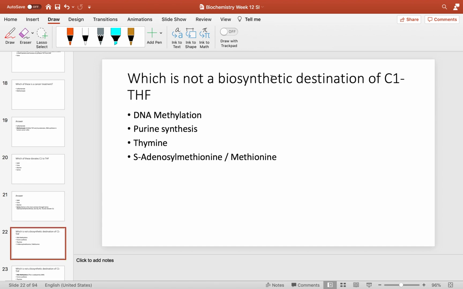Which of these is not a biosynthetic destination of THF? Remember, I told you there were three, so one of these is not the case.